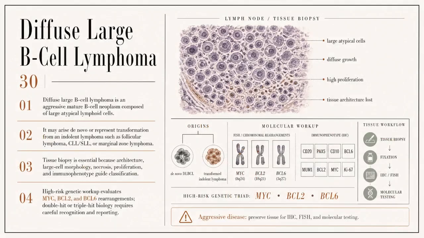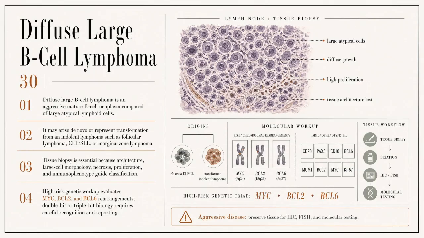Diffuse large B-cell lymphoma, or DLBCL, stands as the most common aggressive subtype of non-Hodgkin lymphoma encountered in clinical practice. Its hallmark is the diffuse proliferation of large neoplastic B cells that efface the normal lymph node architecture, creating a uniform sheet-like pattern rather than the nodular or follicular pattern seen in other lymphomas. Under the microscope, these tumor cells are notably large, with vesicular nuclei that appear open and pale, prominent nucleoli that are easily visible at low magnification, and abundant cytoplasm. These morphological features are critical for initial recognition and are well demonstrated in the photomicrographs accompanying this slide.